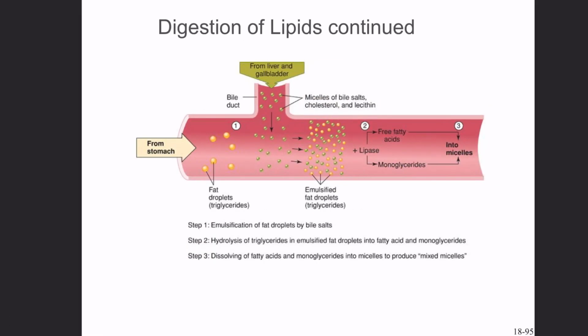What's different here, though, is that these large fat droplets are going to be emulsified into smaller fat droplets. They're going to be digested by pancreatic lipase to form these fatty acids and monoglycerides. And then they're going to produce these micelles. And remember, micelles are just a mixture of hydrophilic and hydrophobic components, where the hydrophilic heads are sticking out so that they can travel through our aqueous blood plasma.